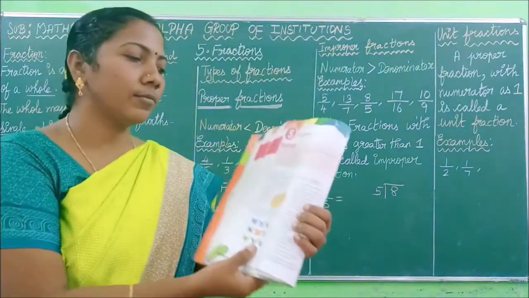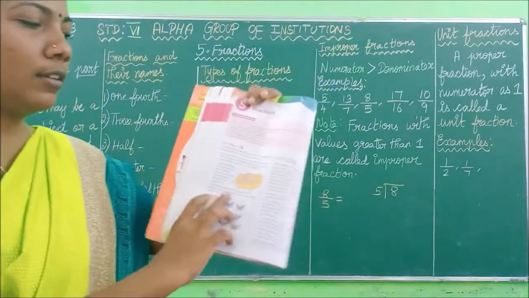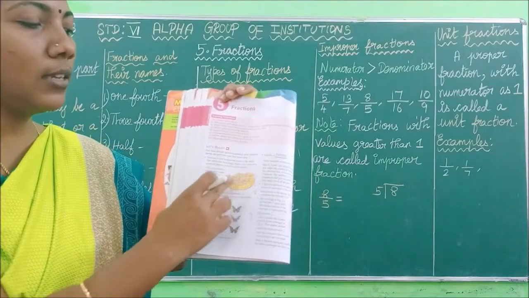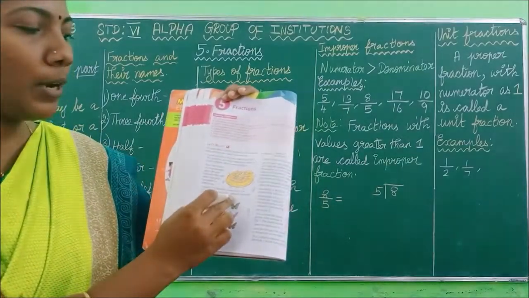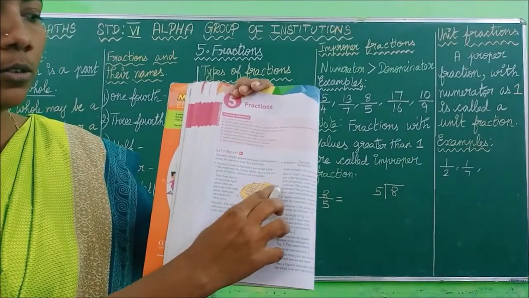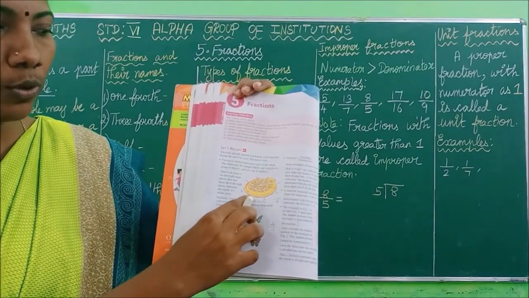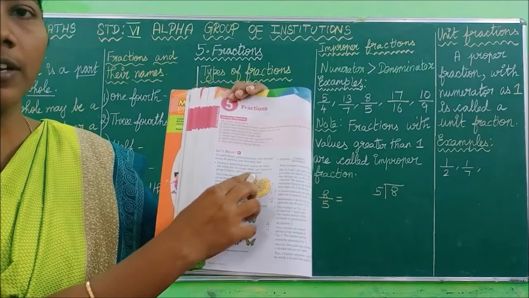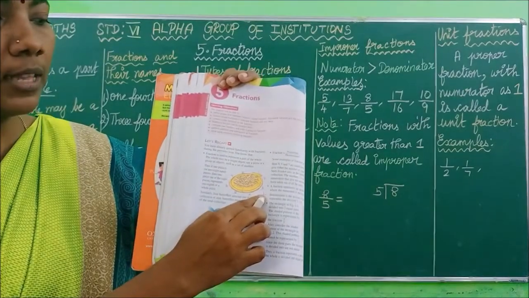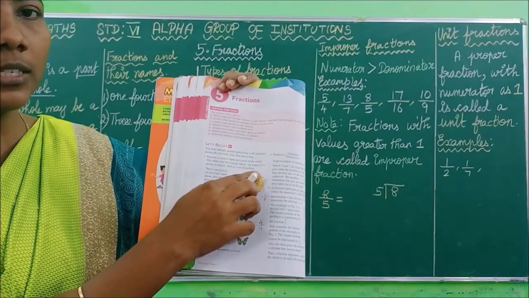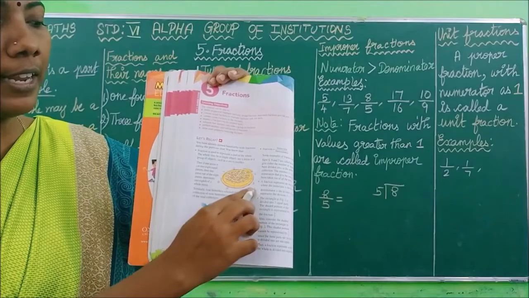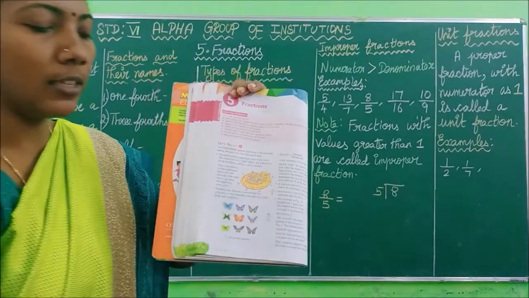See here children. What are they giving? They have given a picture of a pizza. The pizza is divided into how many parts? 8 equal parts. 1, 2, 3, 4, 5, 6, 7, 8. So totally 8 parts. Among the 8 parts, one part is selected. So to represent this situation, we write it as 1 by 8.